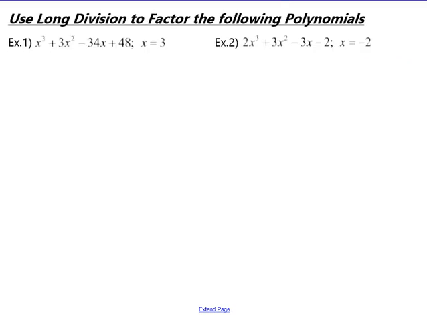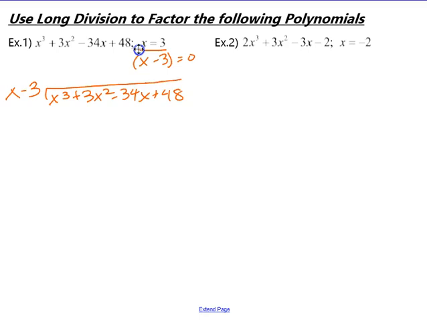So let's go ahead and walk through one more example together. So our first step is to take our given 0 and turn it into a factor. So this is going to be x minus 3 equals 0. And then we'll take that as our divisor, and then divide our original polynomial, x cubed plus 3x squared minus 34x plus 48.